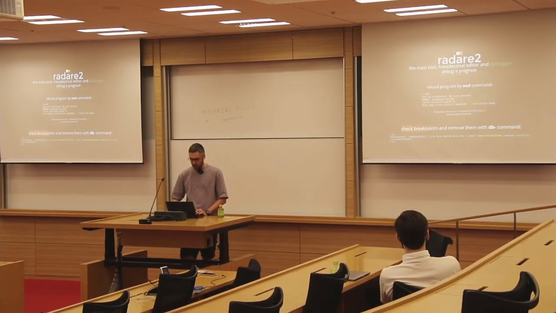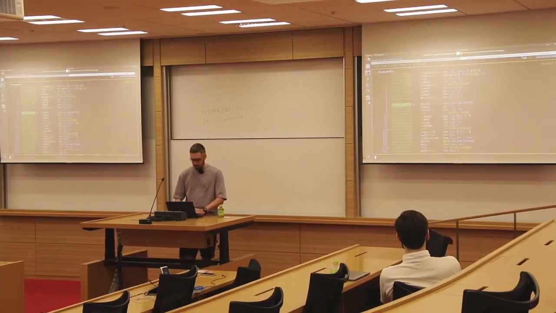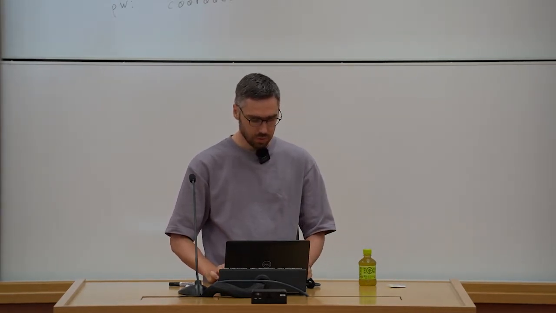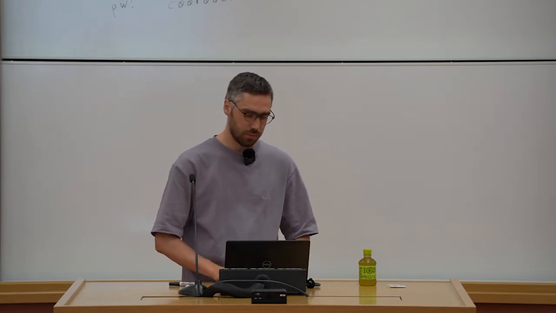You can check breakpoints and remove them by command db minus. So to set a breakpoint, you need to run command db. To remove it, db minus. Let's do it. So breakpoints are still here, and let's remove this one. And run command db to confirm there is no breakpoint. So it has disappeared.